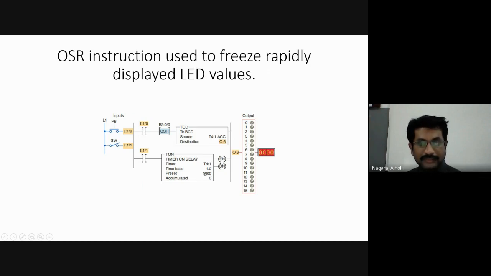Let us say the count is 5 now. It has counted 0, 1, 2, 3, 4, 5. So the timer on delay, it is 5. Because it is 5, now I want the value 5 to be displayed on the LED display. Now what I will do, I will press this push button. As I press this push button, this is energized. Exam if closed. The on one shot rising instruction is energized.